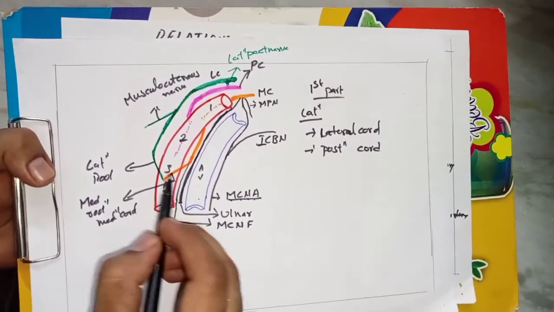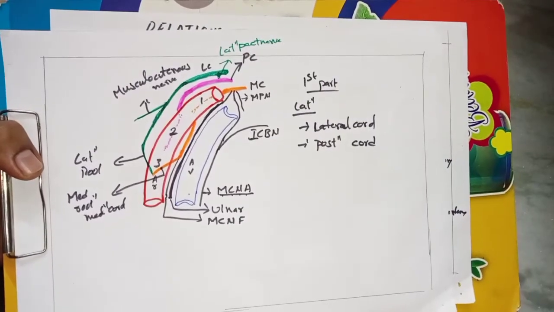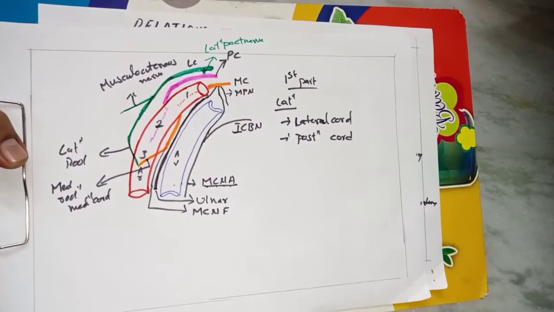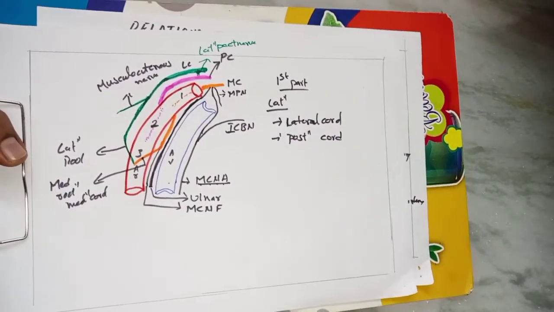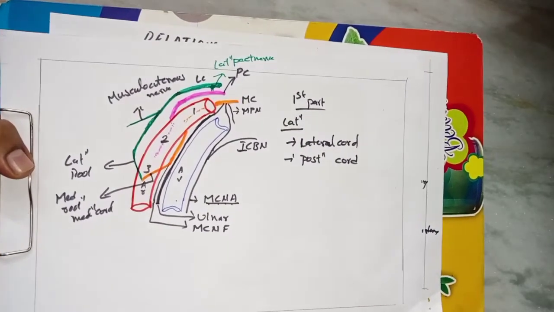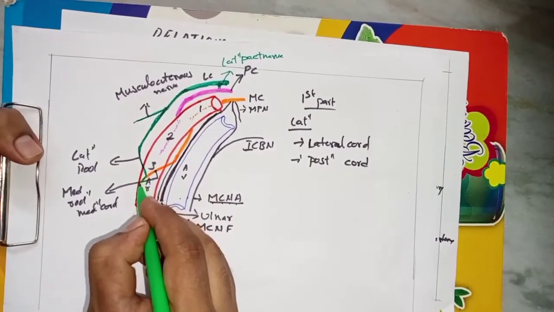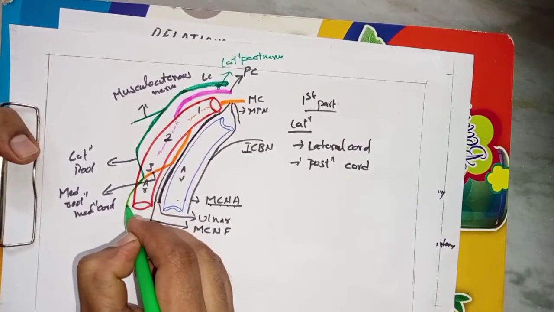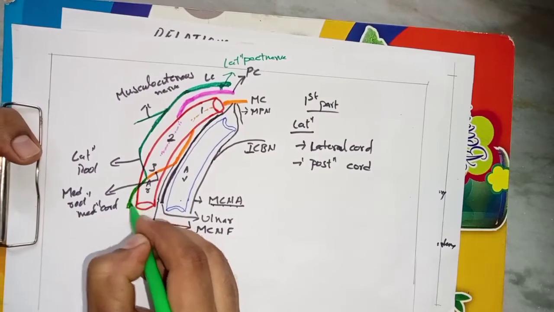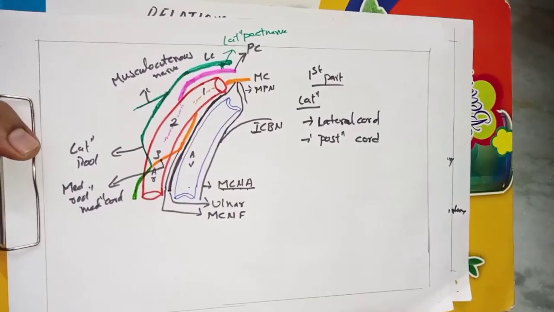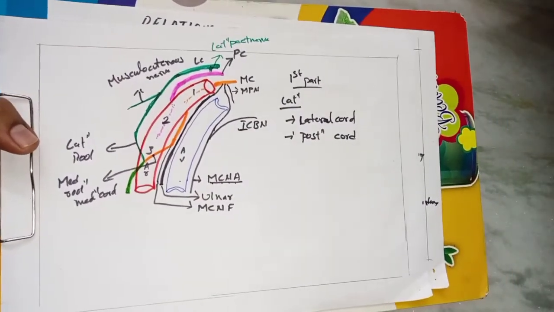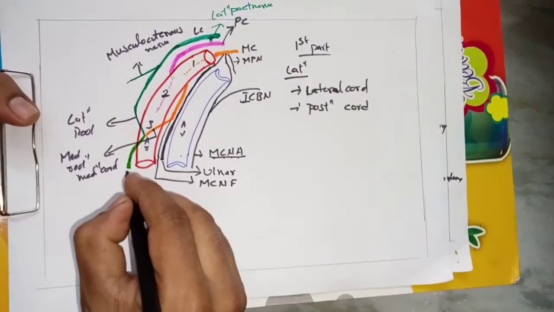The two roots are going to join with each other and form a thick, very important nerve called the median nerve. The median nerve which is forming is exactly present running lateral to the third part of the axillary artery. So this green color one, the parrot green color one, is nothing but the median nerve.